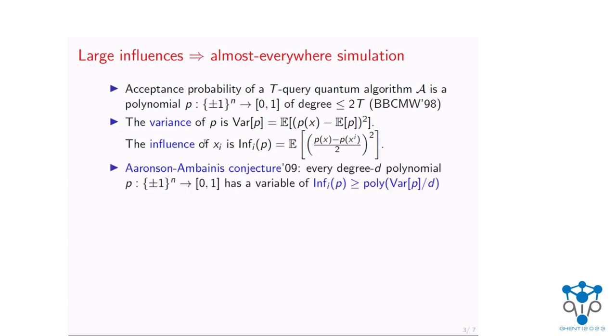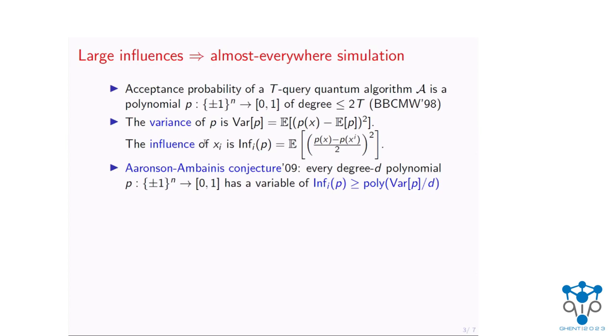And then the Aaronson-Ambainis conjecture says the following. It says that every degree d polynomial of this form has a variable of fairly large influence. So if the polynomial has significant variance, let's say at least a constant, and it has somewhat low degree, then there must be a variable xi such that the influence of that variable is at least some polynomial in the variance and 1 over d.